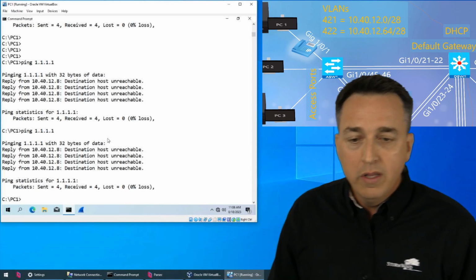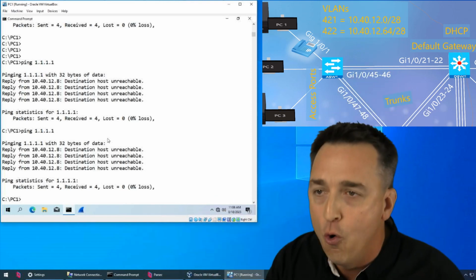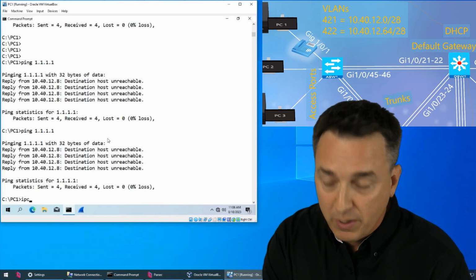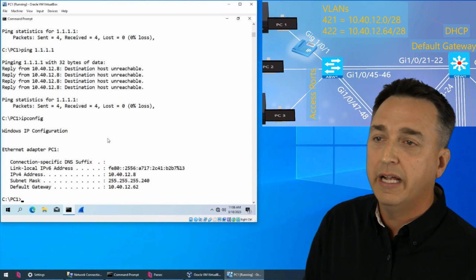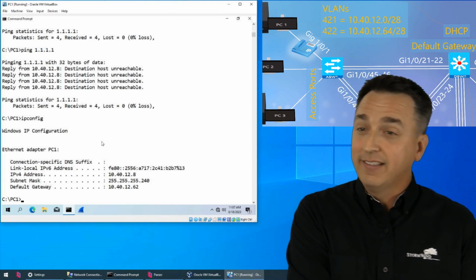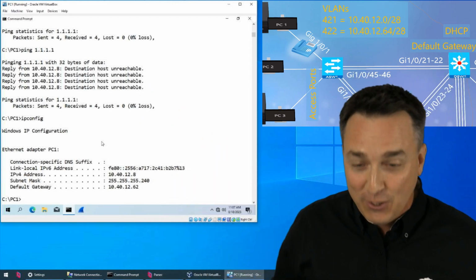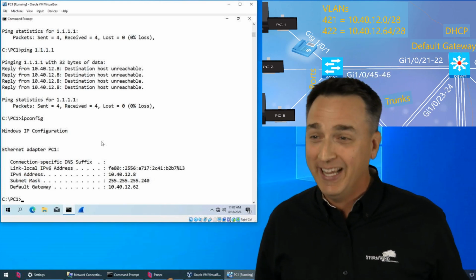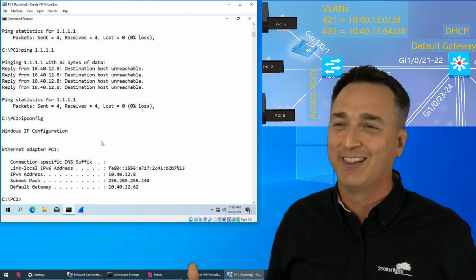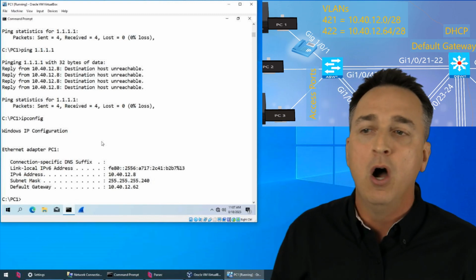So right now, what's the first thing we want to do? We want to check our own IP address, right? So let's type in ipconfig, and we'll see here that our IP address is 10.40.12.8. And that is who's responding. So we are responding to ourselves. That's why it's 100% success, 0% loss. Because the ping is, well, we're answering ourselves, saying destination host unreachable.